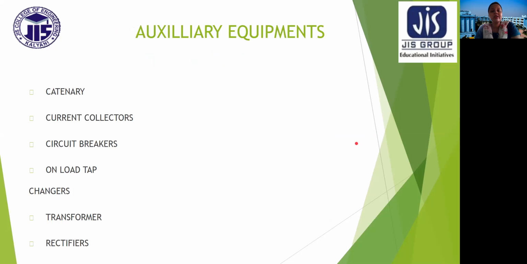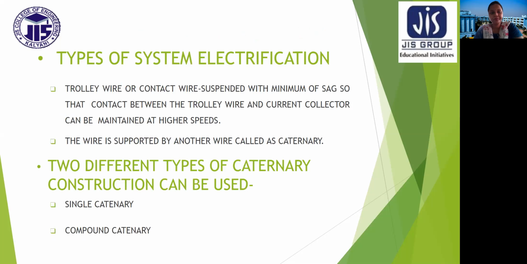Now, what are the auxiliary equipments that we have shown in the previous diagram? These are catenary, current collector, circuit breakers, on-load tap changer, transformer and rectifier. Now, let me tell you one thing from your exam point of view. This current collector system particularly is very important. So, this is another question that comes almost every year. Explain current collector system for electric traction.